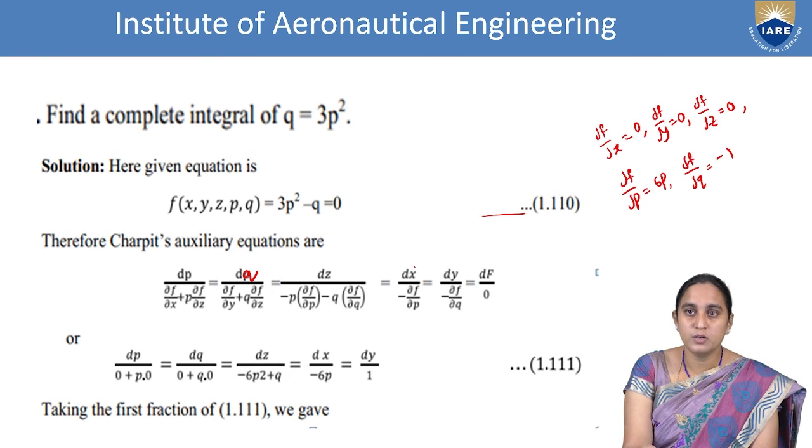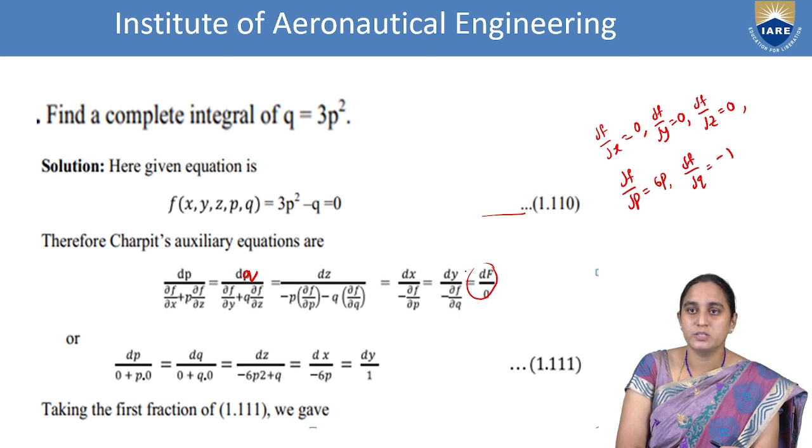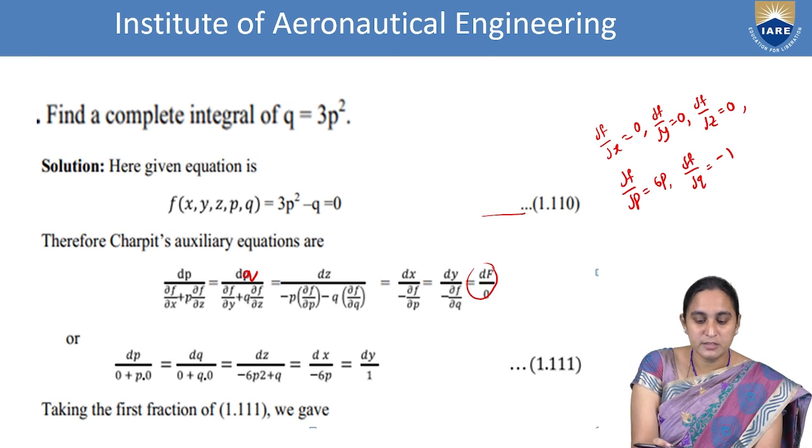That is equal to what? dx by minus ∂f/∂p. That is equal to dy by minus ∂f/∂q. And the last term is not compulsory for the auxiliary equation. Therefore, here only the 5 terms are used for the auxiliary: dp, dq, dz, dx and dy. Right?